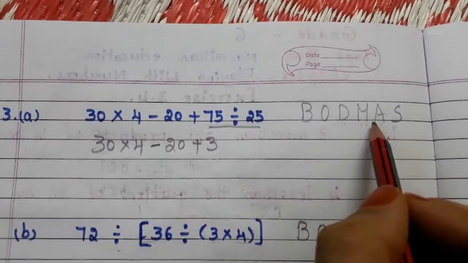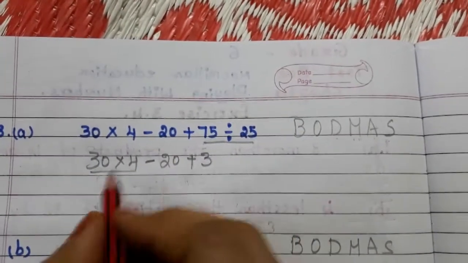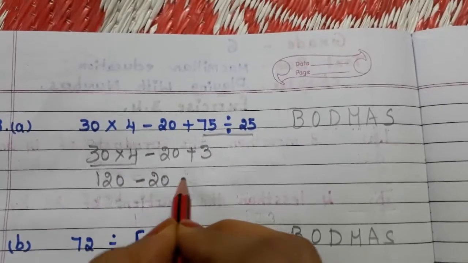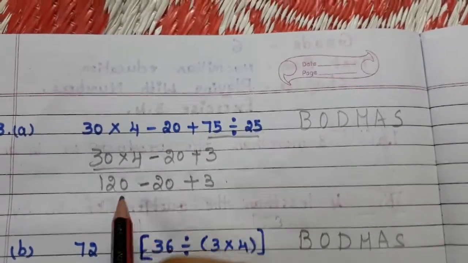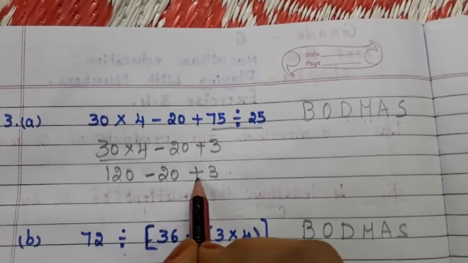Okay, in BODMAS what comes first? Multiplication comes first. So we have to multiply 30 and 4. 30 fours are 120, minus 20 plus 3. Okay, now we have 120 minus 20 plus 3.